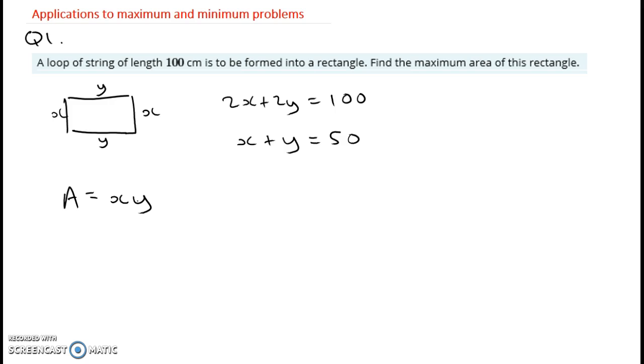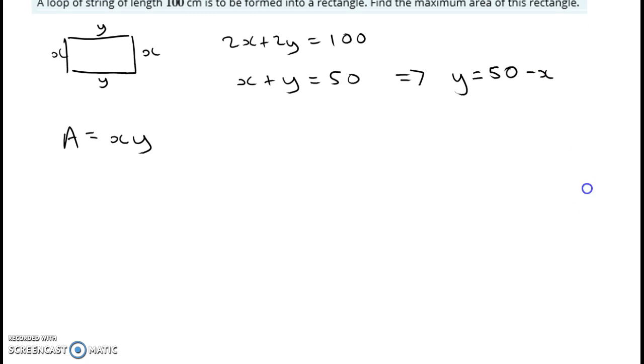If I rearrange this here that we found, we can write this with y as the subject, y equals 50 minus x. Now let's sub that y into here, so this will give us x times 50 minus x. So our area will be equal to 50x minus x squared.